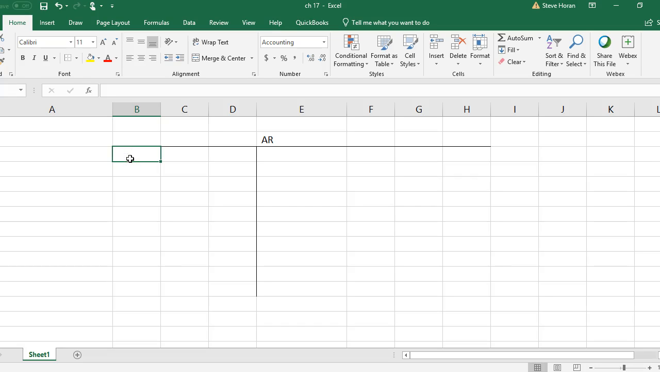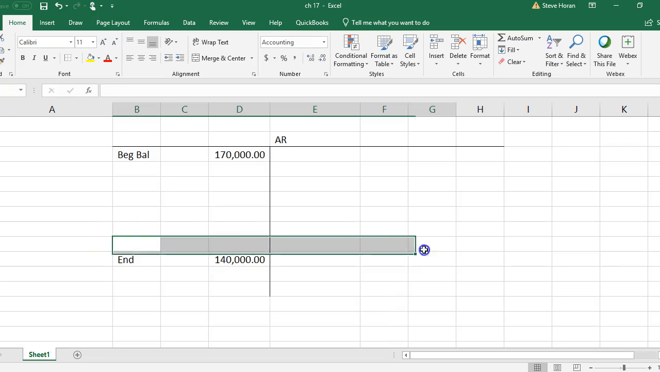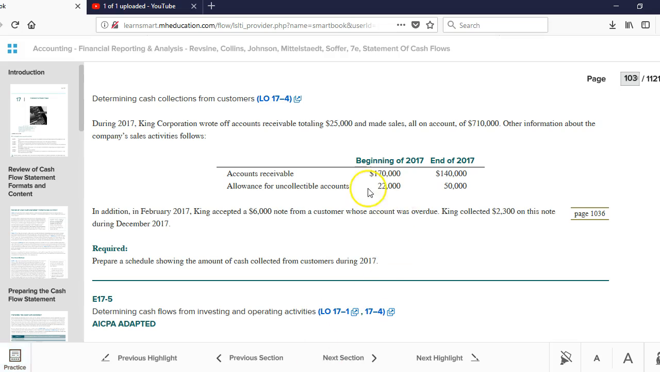I've got my beginning balance over here. My beginning balance is 170, and that was given to us. And then we know my ending balance, right? The ending balance, they said, was 140. Then we finish the T account by doing a bottom line right there. So I've got my T account, beginning balance, ending balance, and that comes right from the numbers here, beginning, ending.